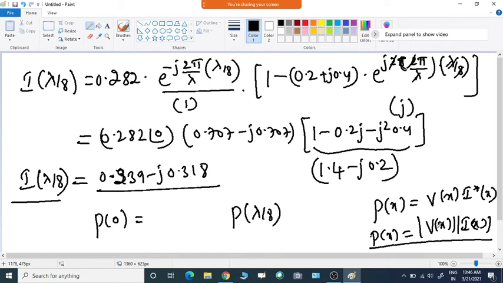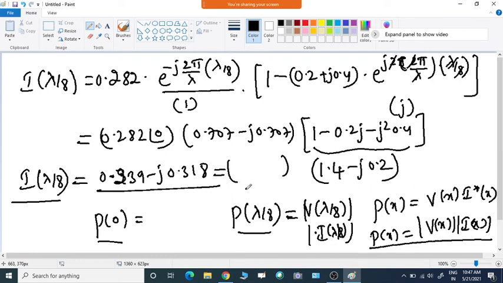So now if I take only the magnitude values of V of 0 and I of 0, you will get P of 0. Similarly, if I take the magnitude values of V of lambda by 8 and I of lambda by 8, you will get P of lambda by 8. So just multiply the magnitude of V of lambda by 8 into I of lambda by 8. You have to convert this into polar form, then take the magnitude values and you can find out the power. So P of 0 and P of lambda by 8, what you will get, we'll see.